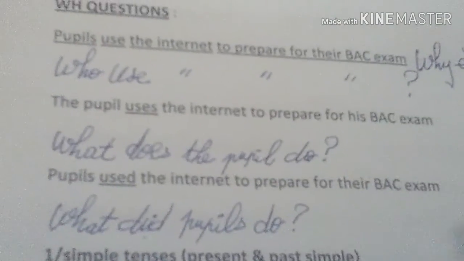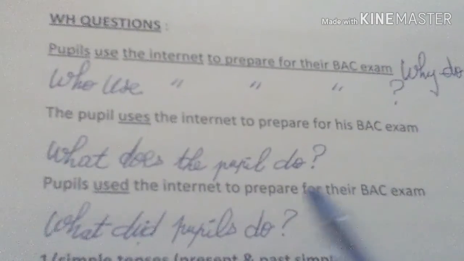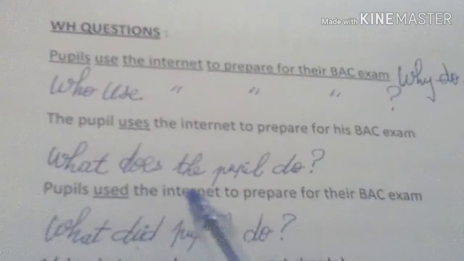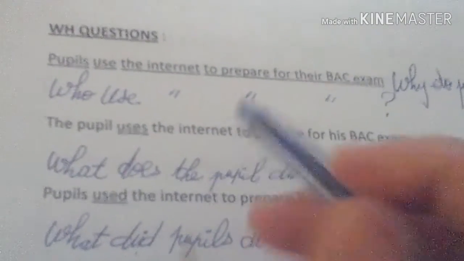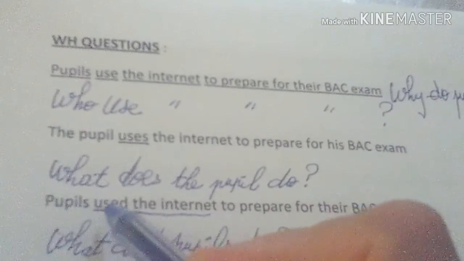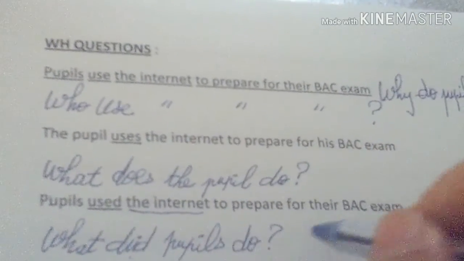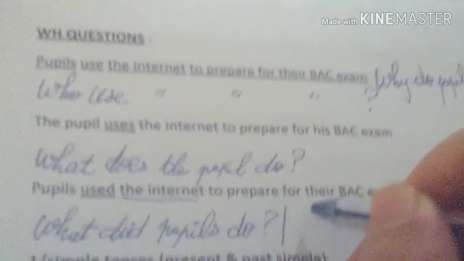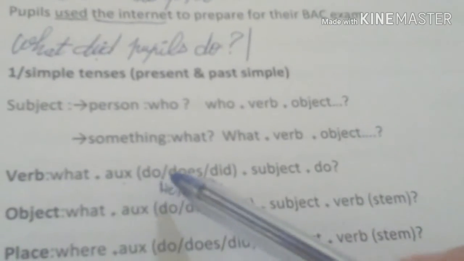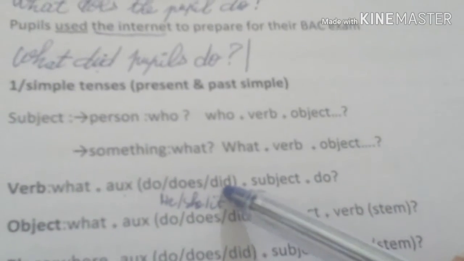Ask another question about this sentence in the past. Let's ask a question about the internet. It's an object. Subject, verb, object. Ask about the object. For example, to ask about the object, this is the rule. What plus auxiliary: do, does or did according to the verb. We are going to use the past.